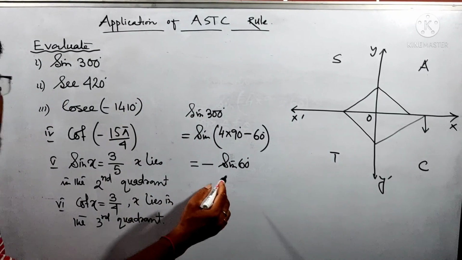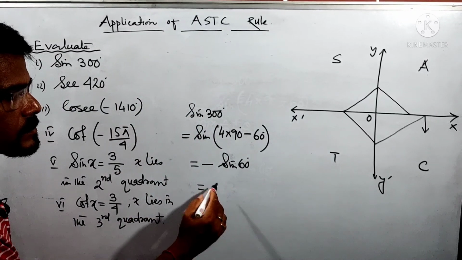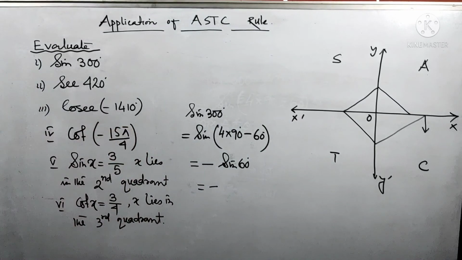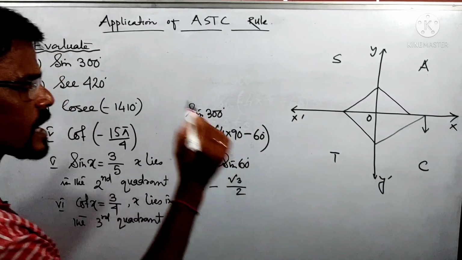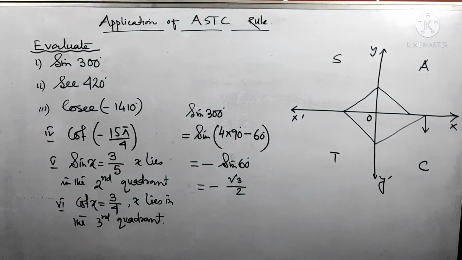And do you know the value of sine 60 degrees? Sine 60 degrees is root 3 by 2. So the result will be minus root 3 by 2.